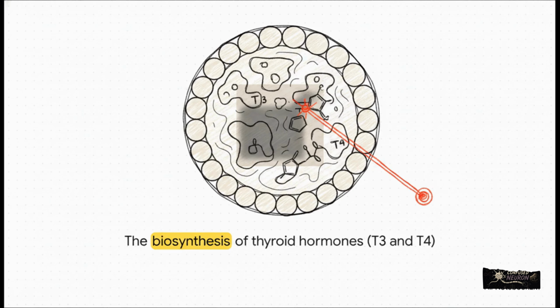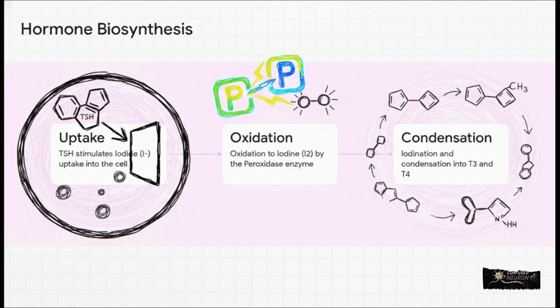And inside that colloid is thyroglobulin, which is basically a giant storage protein just sitting there, waiting to synthesize our main players, the thyroid hormones T3 and T4. Now I'm going to draw out these exact steps on the whiteboard because honestly, if you don't know this, you simply cannot understand the pharmacology.